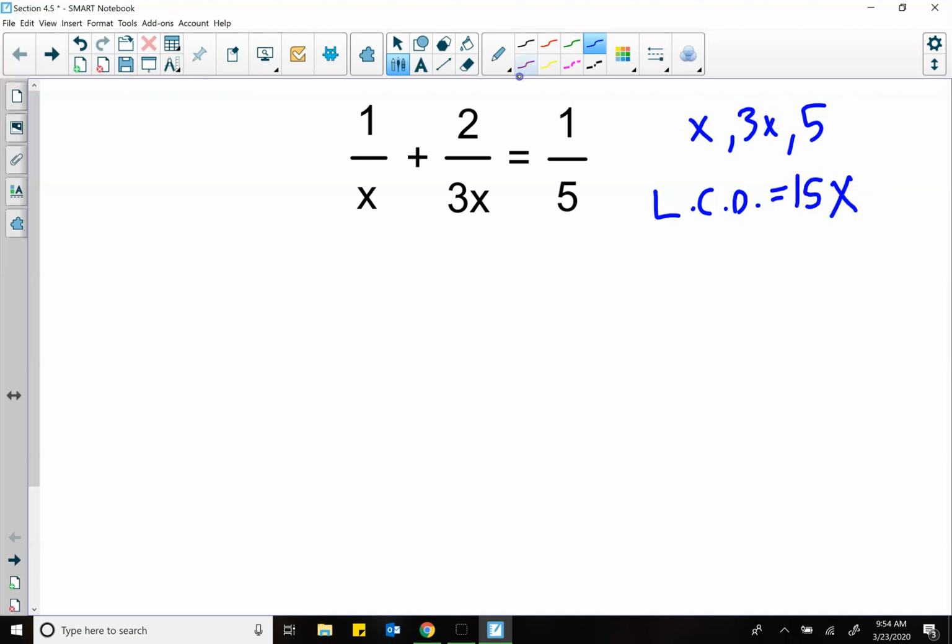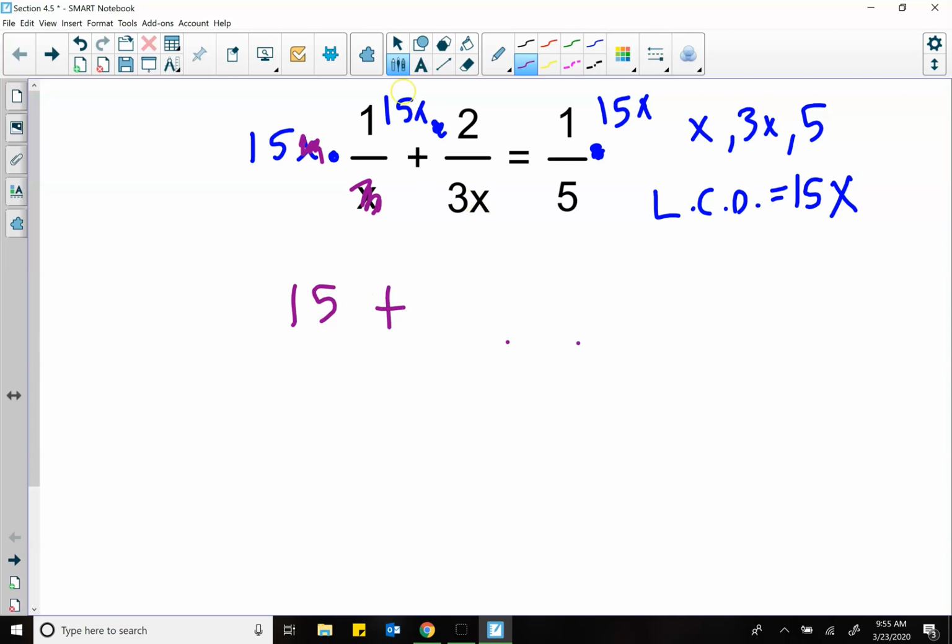So we're going to play Oprah, and everyone's going to get multiplied by a 15x. So you get a 15x, and you get a 15x, and you get a 15x. Everyone gets a 15x. Okay? And remember, the idea behind here is we are clearing the fraction. So what's going to happen between these two? The denominator goes away, and it also cancels out that x. So what we have left is 15 times 1, and that's 15.